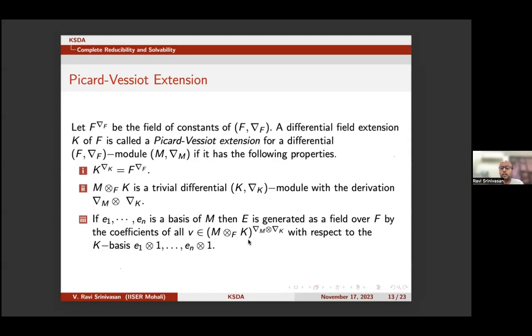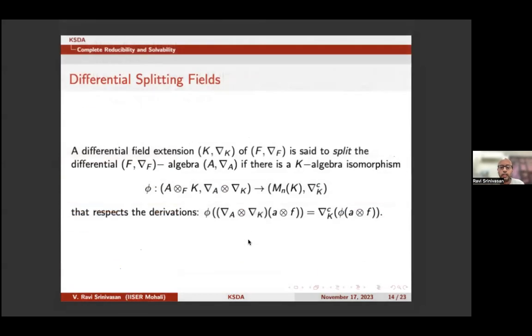And then if I take a basis of M and I write the constants in terms of the basis, then the coefficients of this basis should generate E. So this is an alternate definition of a Picard-Vessiot extension. So using this, what we will show is how one can split the central simple algebra by thinking of the central simple algebra as the differential module.